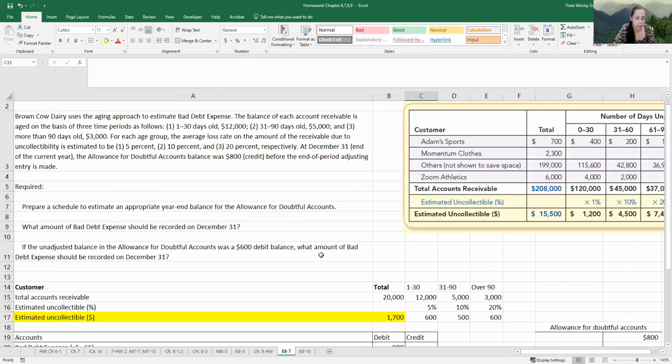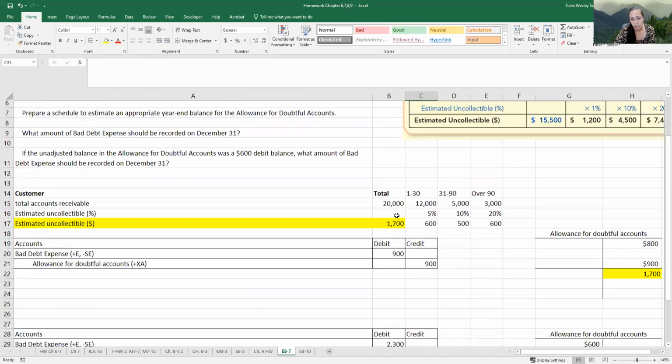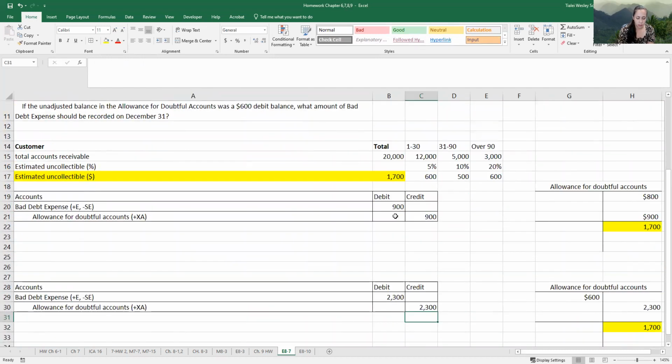Hopefully this was helpful. We're going to use the aging method as well as the percentage of credit sales method to estimate bad debt expense.